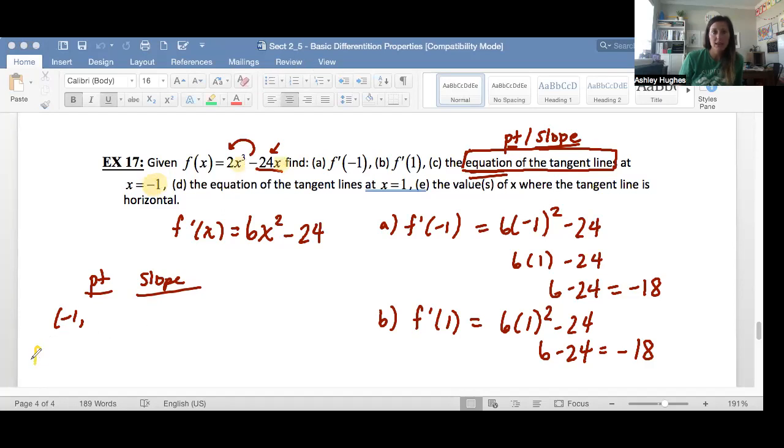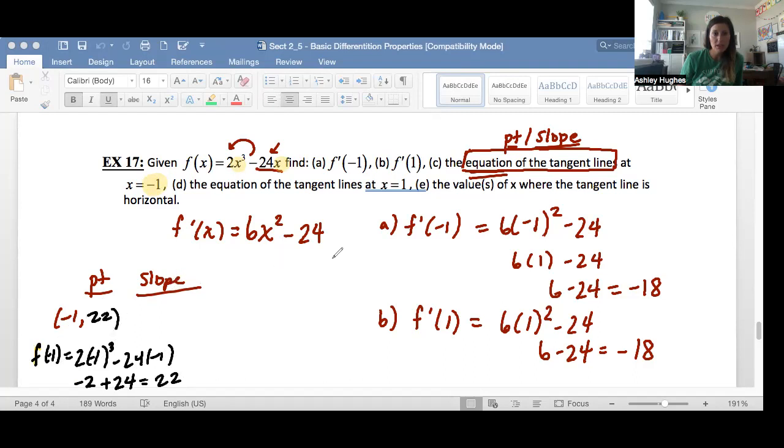So I need to find f of negative 1 because I need the y value. So f of negative 1 would be 2 times negative 1 cubed minus 24 times negative 1. So negative 1 cubed is negative 1 times 2. That's negative 2, and then that's going to be plus 24. So that's going to be 24 minus 2, which is 22.